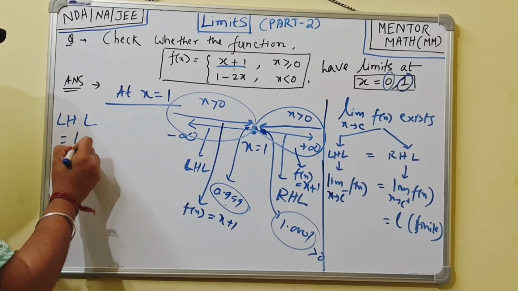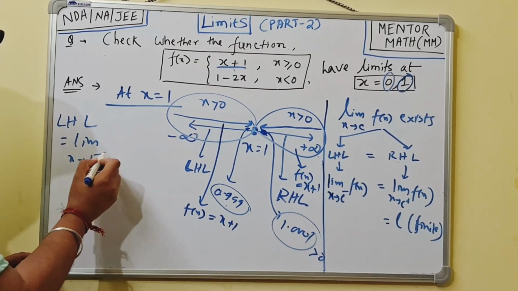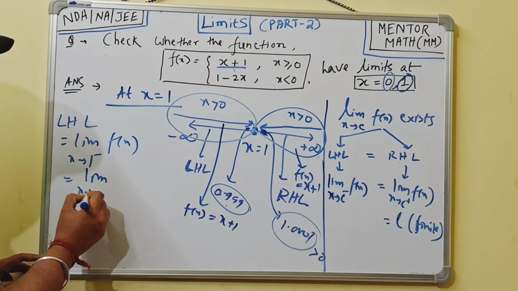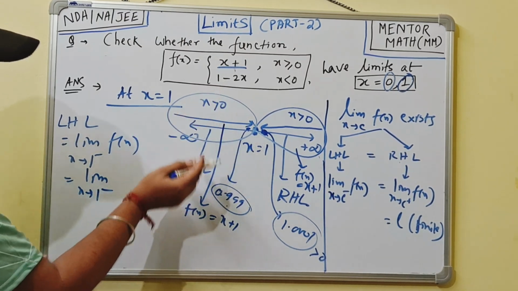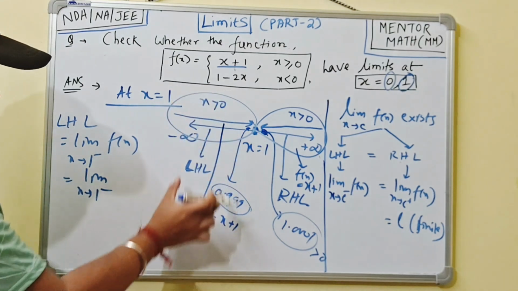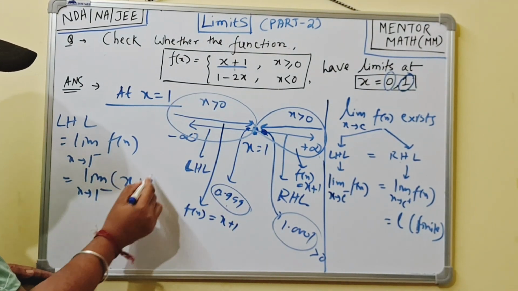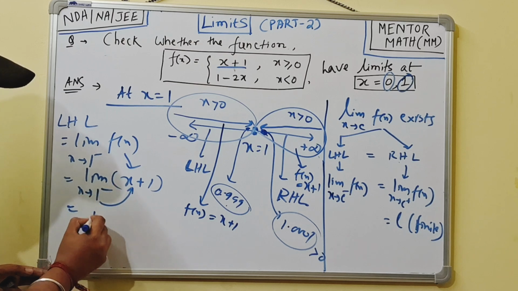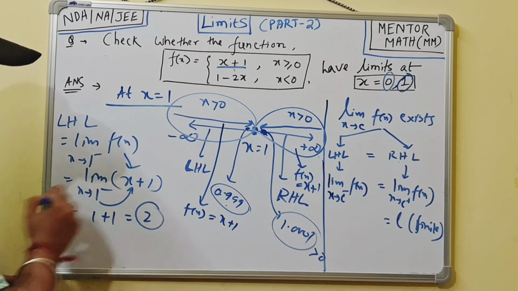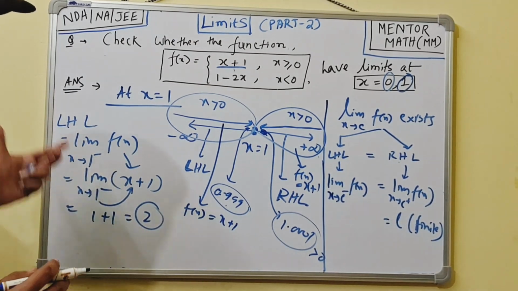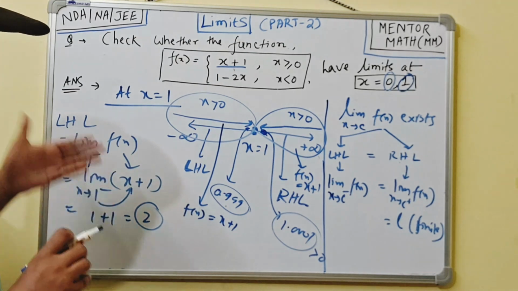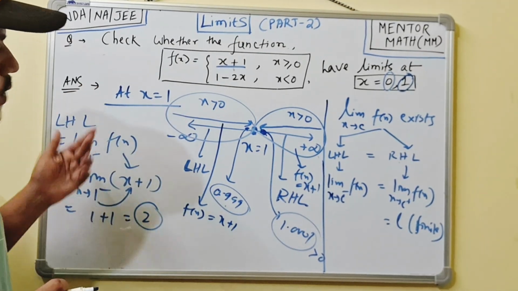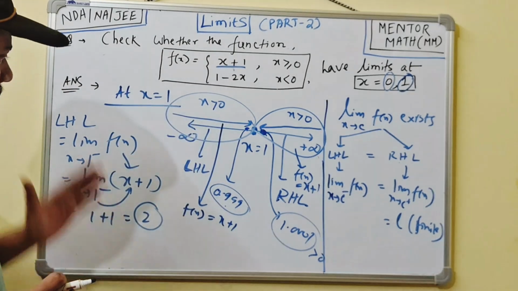Left hand limit, you can write limit x tends to 1 negative of f(x). Limit x tends to 1 negative means that whenever it comes from the left side, the function value is x plus 1. You can substitute here the limiting value x equal to 1, so 1 plus 1, you get the value 2. Okay, so when the left limit approaches, the function approaches 2 when x approaches 1. So note this, please.